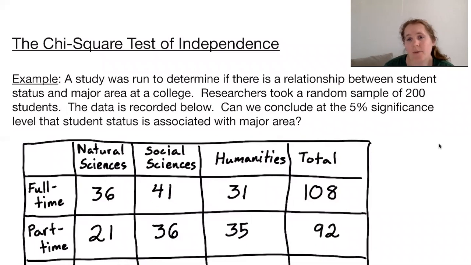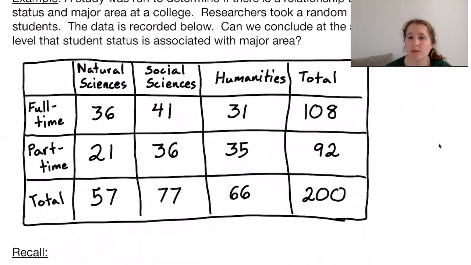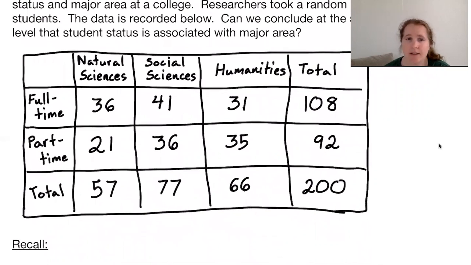From that data, can we conclude at the 5% significance level that student status is associated with major area? By student status I mean if they're a full-time or part-time student, and for major area, they could either be in the natural sciences, social sciences, or humanities. Often we refer to that as arts and humanities.